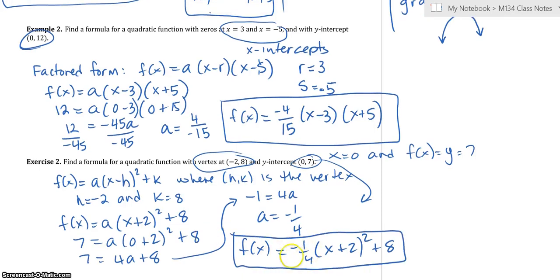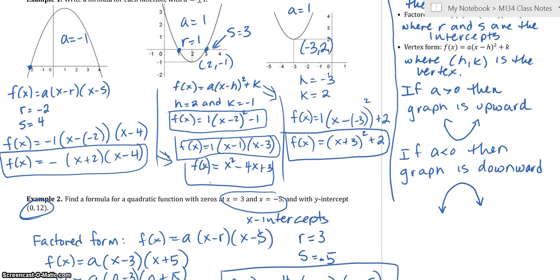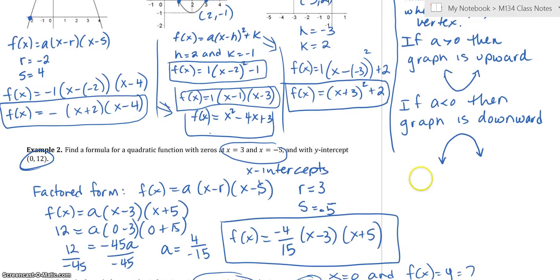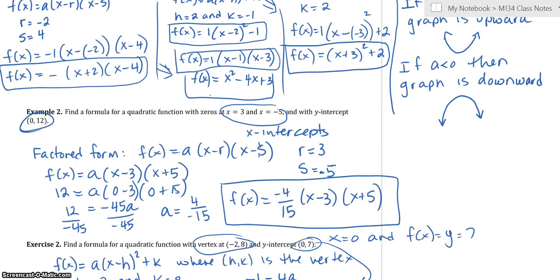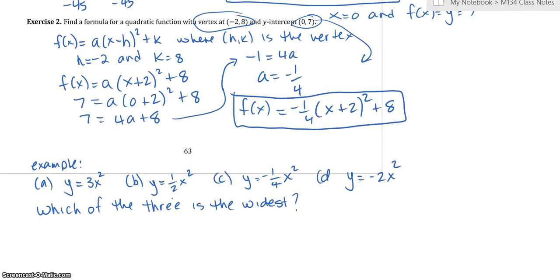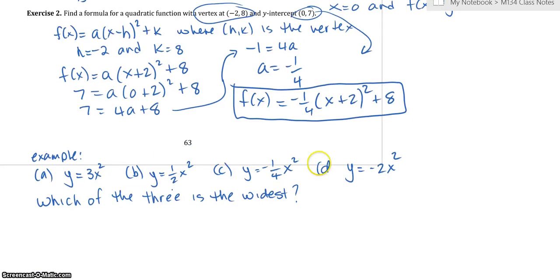And it turns out that the smaller this number is, the wider that is. So this is going to be something really wide, where up here, when you have a little larger number, this is not too much larger, it gets a little bit more narrow. To see this, let's look at the following 4 examples. We have y equals 3x squared versus y equals 1/2 x squared. Part C, y equals -1/4 x squared versus y equals -2x squared. And the question is, which of the 3 is the widest?